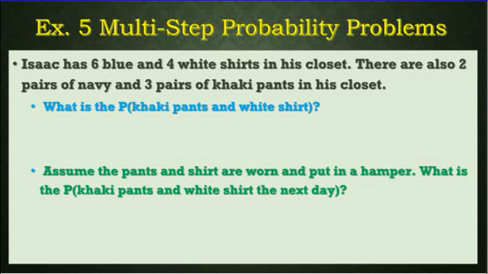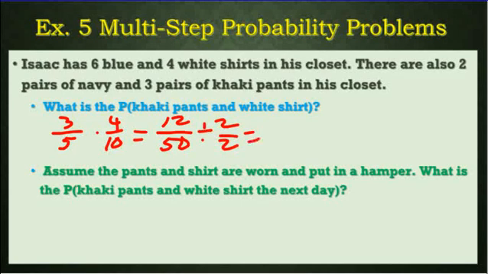So how many khaki pants are there? There are 3 pairs of khaki pants out of 5 pairs of pants. And then he has a white shirt, 4 out of 10 shirts that are white. So find the probability. This would be 12 over 50. And divide by 2 halves. This would give us 6 out of 25 chances for the probability of picking khaki pants and a white shirt at random.